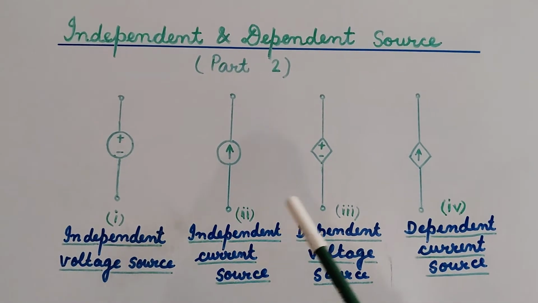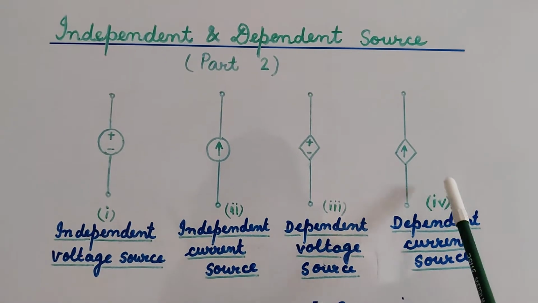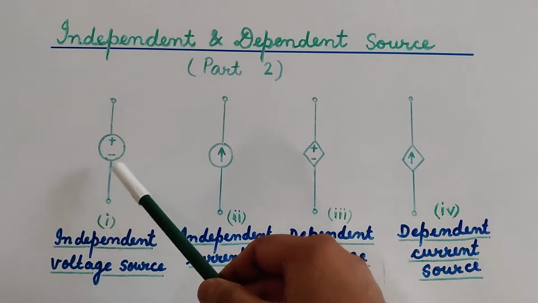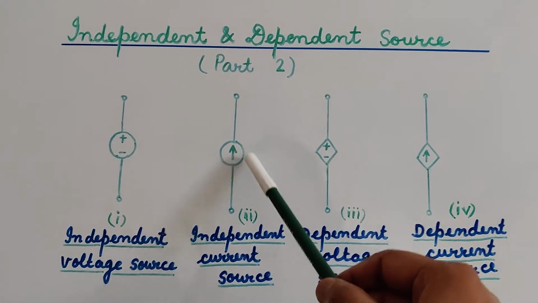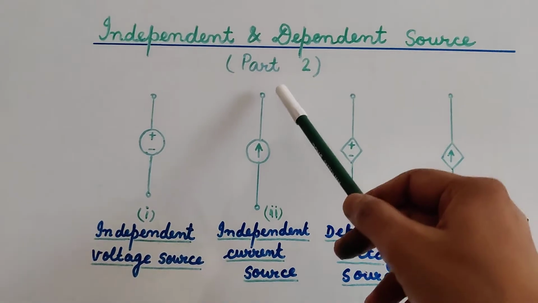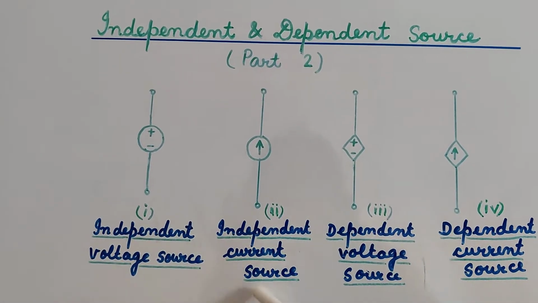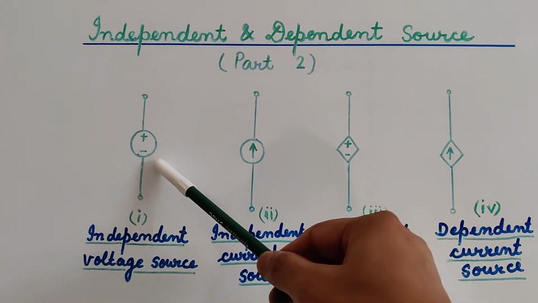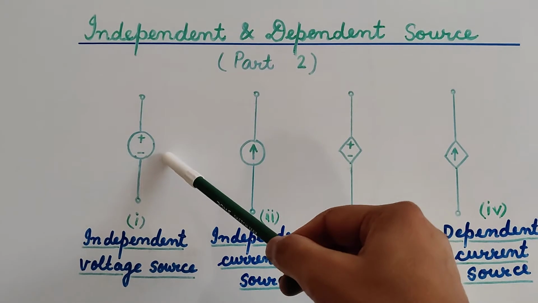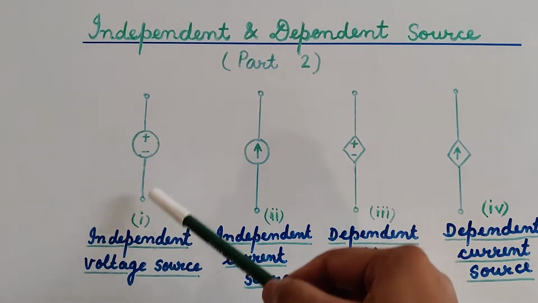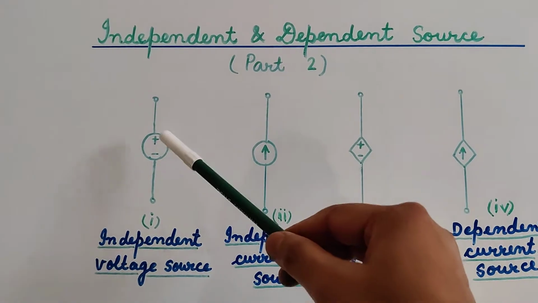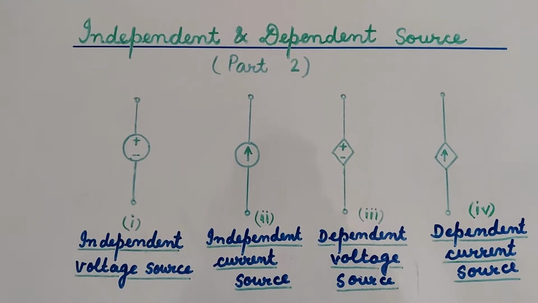So we have shown here the different types of sources. Since this is represented by a circle, both these sources are independent sources, and since there is an arrow inside this circle, this is a current source. So this is the symbol of an independent current source. Similarly, there is a plus and minus polarity inside this circle, so this is the symbol of an independent voltage source, because any voltage source is represented by plus and minus polarity.